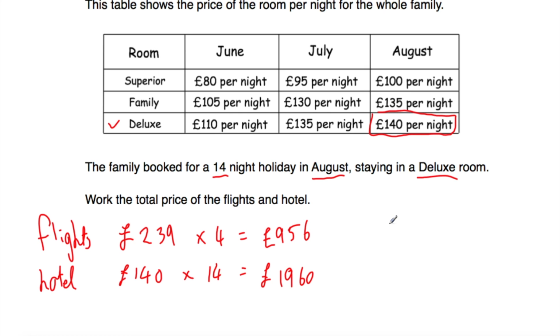We can just add them together, 956 plus 1,960, and that's equal to £2,916. And that's it. That's the total price for the flights and the hotel. And if you got that, well done.